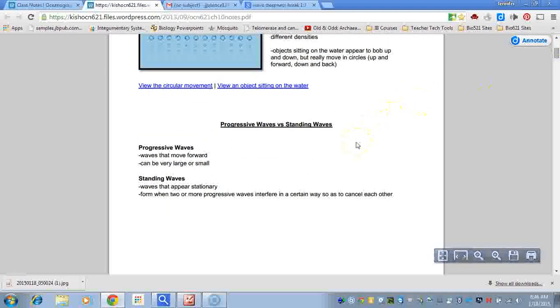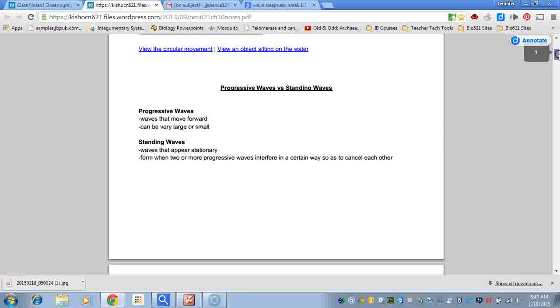Some other terms that you'll probably read about are here. They're kind of scattered through the chapter, so I wanted you to understand what they mean. One is progressive wave, and the other is standing wave. So progressive waves are ones that move forward. They can be large or they can be small, but they move forward. Standing waves are ones that are formed often by interference of other waves, and because of the way they interfere, it ends up making them look like they're stationary. They're not moving at all. So that would be a standing wave or stationary wave. Okay, so if you see them moving, then those would be progressive waves.